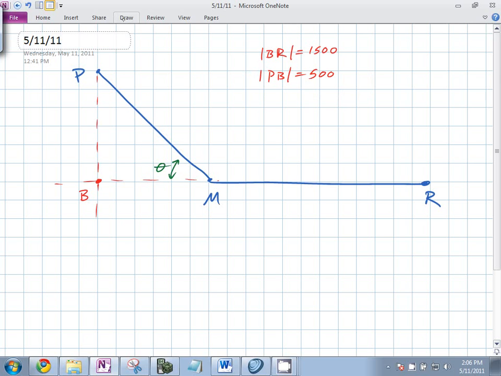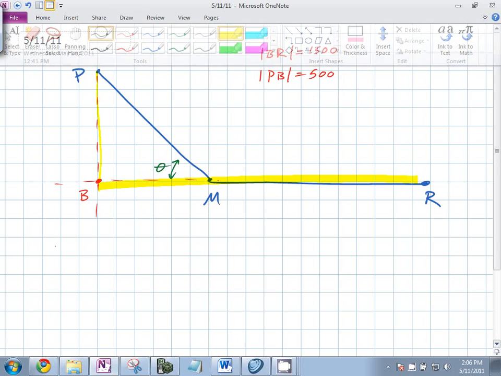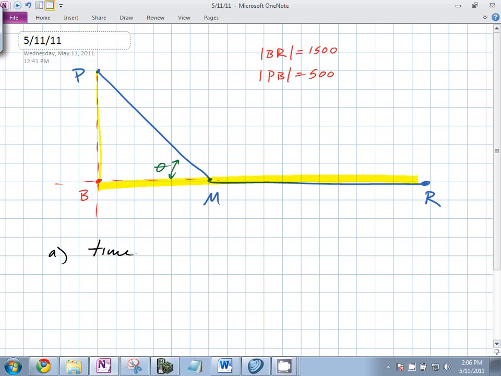So if your path is this, for part A the time is going to be each distance divided by each rate. What's your first distance on pavement? 1,500. The second distance is, and you're dividing by your rates, 300 here, and so you end up with 10 minutes. So it takes you 10 minutes.